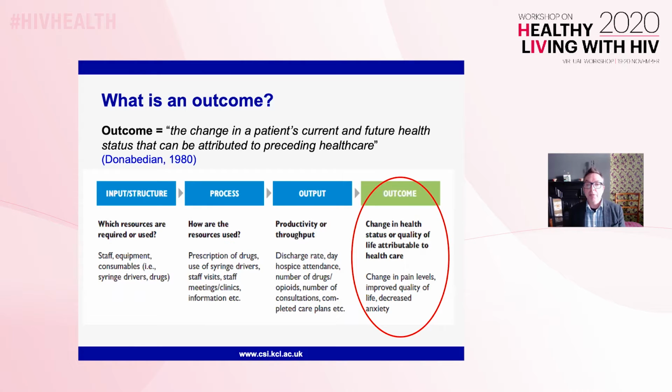So the first thing I'd like to briefly focus on is what we mean by an outcome. In Donabedian's definition of quality, an outcome is the change in a patient's current and future health status that can be attributed to preceding healthcare. So an outcome is a change that occurs in a patient's well-being that we can attribute to the healthcare they have received. So we may focus in research on our inputs and our structures, the processes of care, the outputs of care, but it's essential if we really want to understand if we're making a difference that we focus on outcomes.